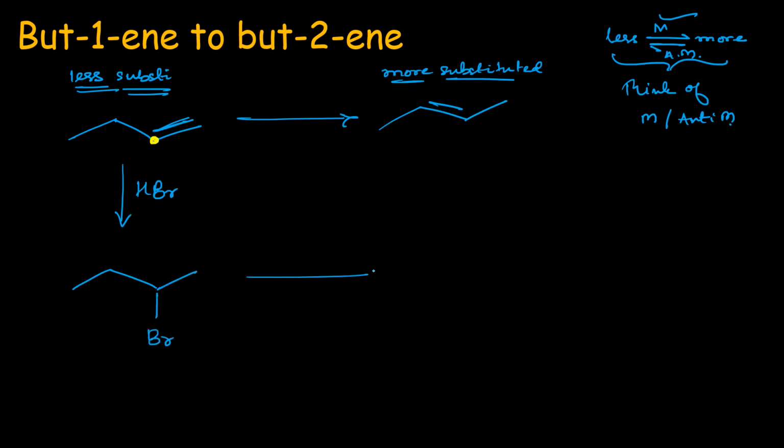Okay, now further I have to do what? I will convert this to alkene. Dehydrohalogenation. What is the reagent that we use? We use alcoholic KOH. And according to the Saytzeff rule, what is going to happen? We are going to get this more substituted alkene. So you can see that I have used here the Markovnikov rule.